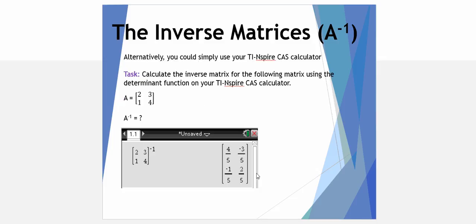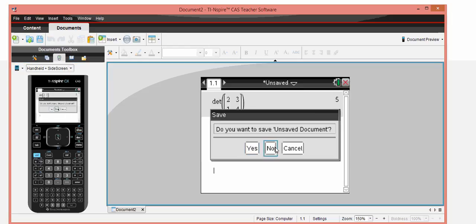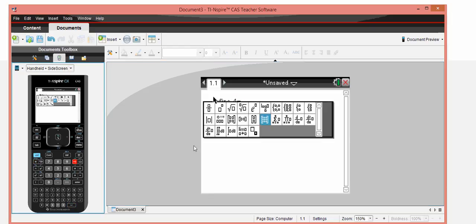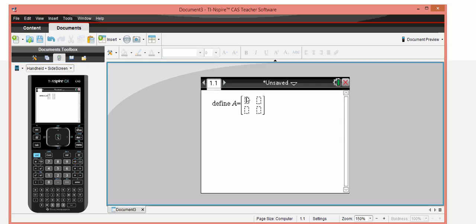As always, you can do this with your calculator just as easily as well. So let's have a look at that particular action. We'll start a new screen just to clear it. In this example, I'll have a look at using define function instead of having to type it out. So I want to define matrix A to be equal to the values for A were 2, 3, and 1, and 4. And it's done. So if I type in the letter A and press enter, it gives me that matrix.